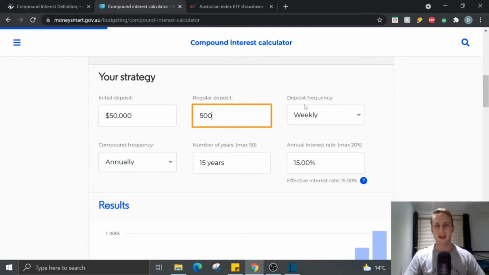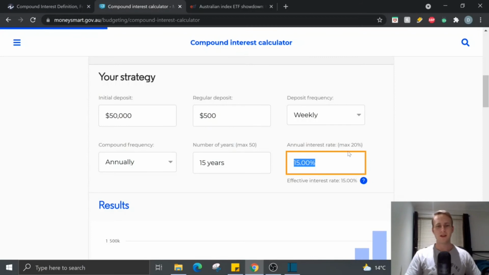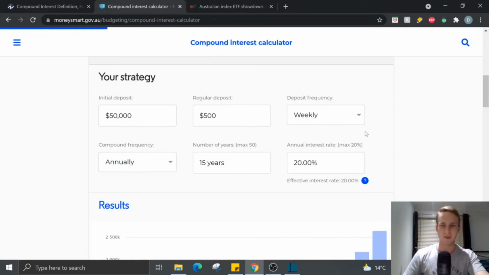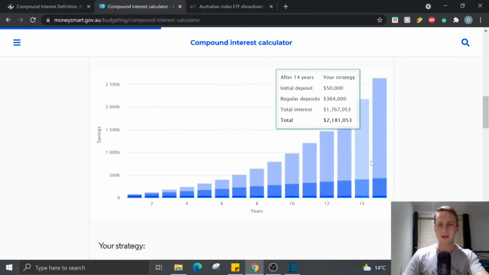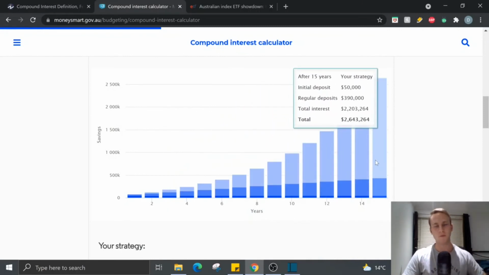$500 a week. So that ends up $2,000 a month, about 24 grand a year. And let's say, well, you know, I'm going to be a beast of an investor and I'm going to achieve 20% over this period. Well, as you can see, you would have $2.6 million at the end of that 15 years. So if you start this when you're 20, this could be you when you're 35.